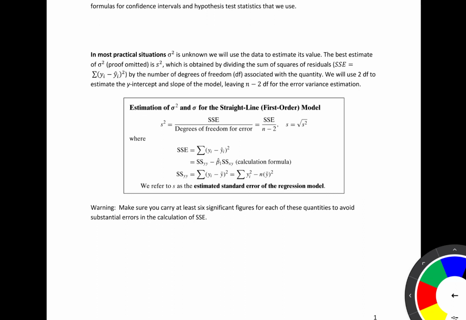So in most practical situations, sigma squared is unknown. It is a parameter, and we know most parameters are unknown. So we're going to use the data to estimate its value. And the best estimate of sigma squared is s squared. You've seen this before. We generally know that whatever parameter we're interested in, the best estimate we have is that value calculated from the sample data.